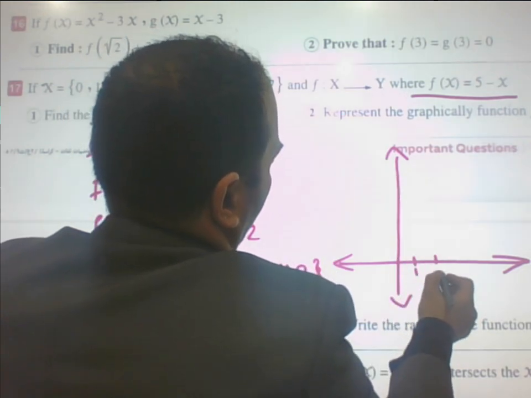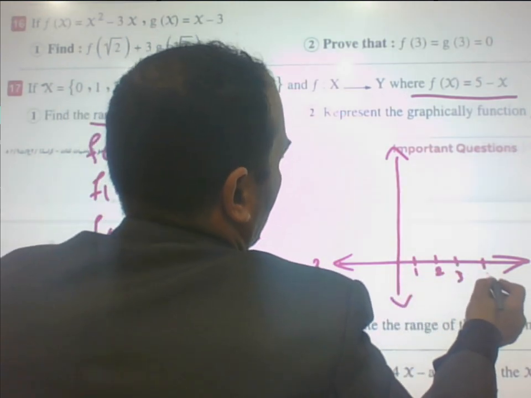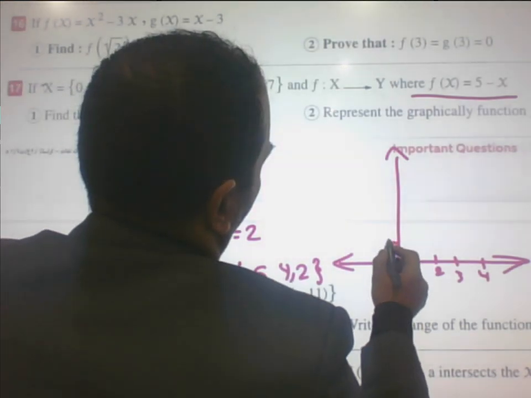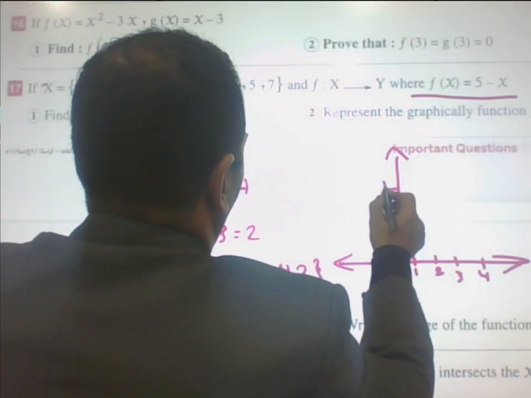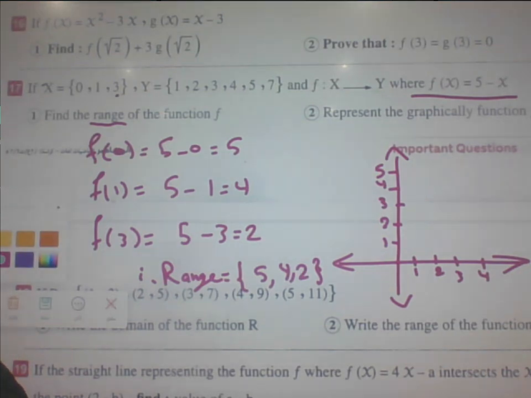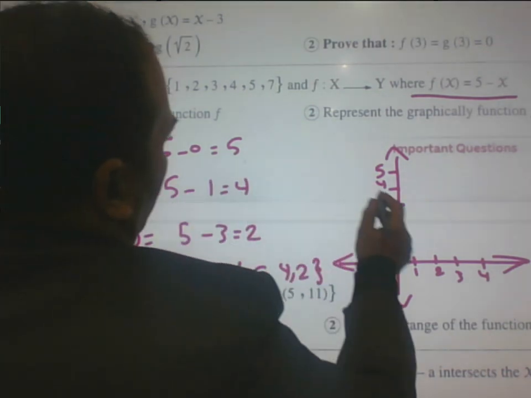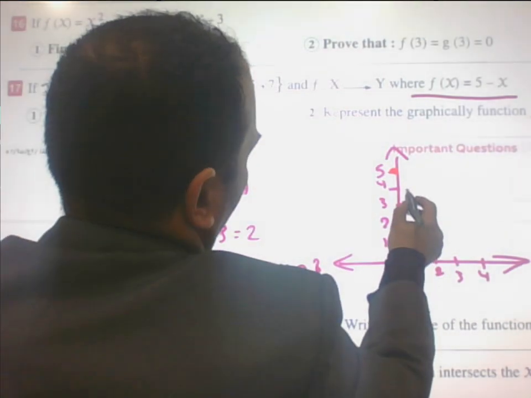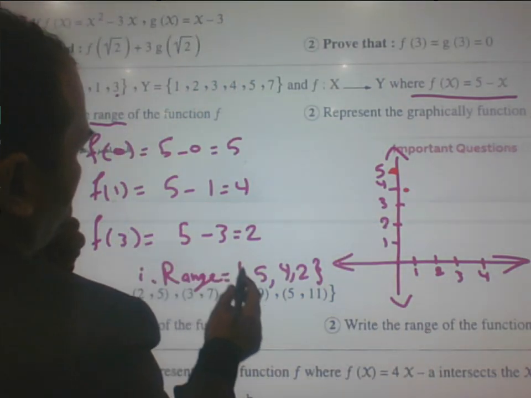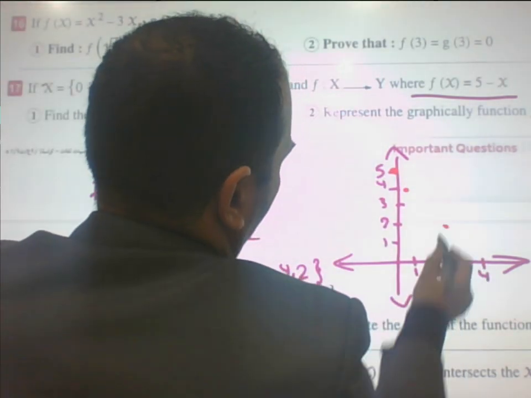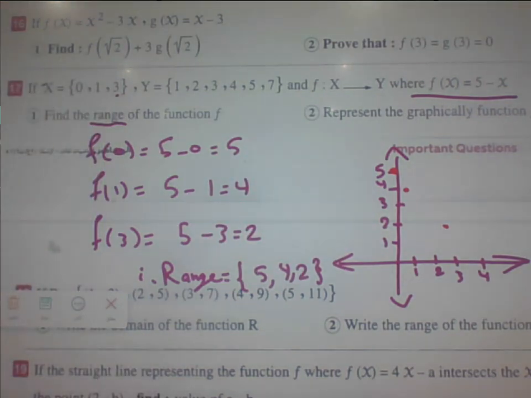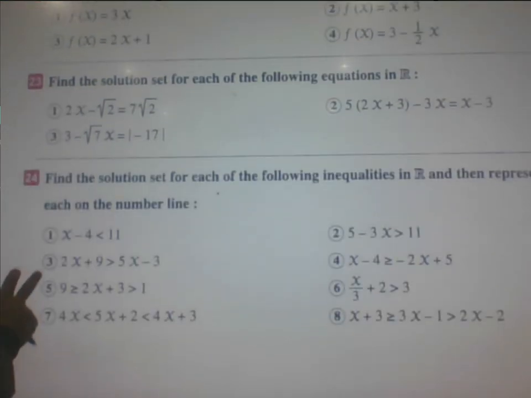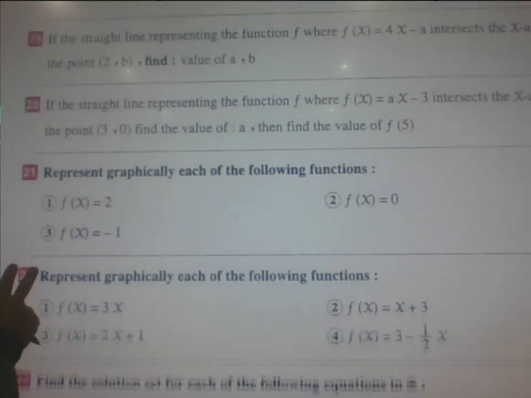And representing the function graphically, we draw it here like this. We have 1, 2, 3, 4, and 1, 2, 3, 4, and 5, and then put the image. 0 maps to 5, 0 was 5 here, and 1 maps to 4, and 3 maps to 2. Okay, this is the function and its graphical representation. I will complete it in the next video.